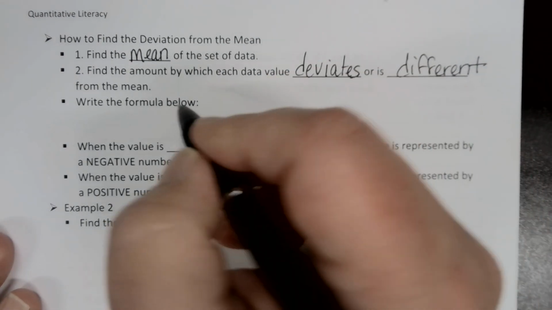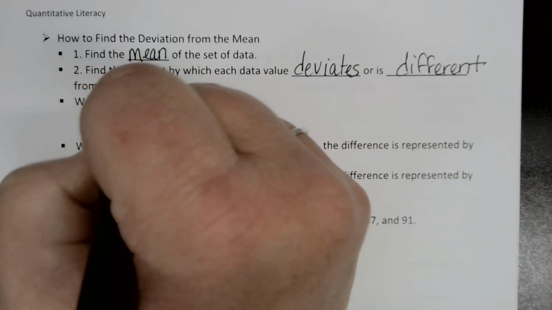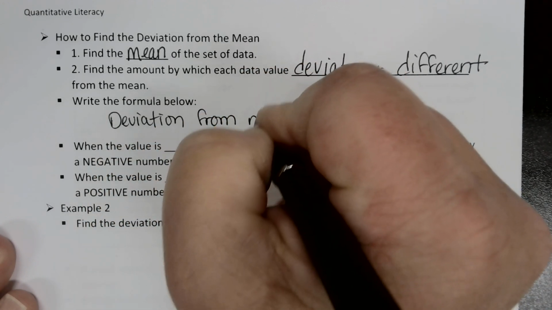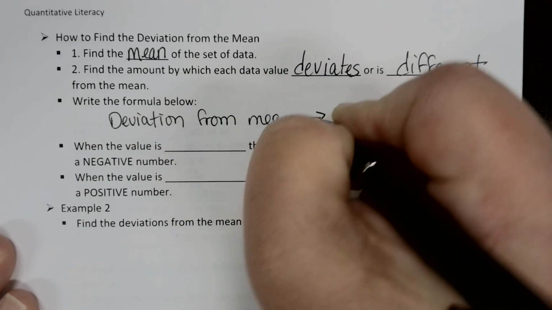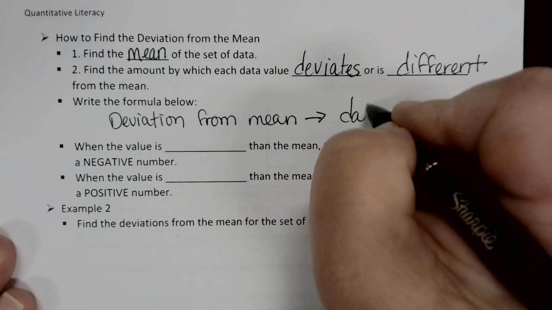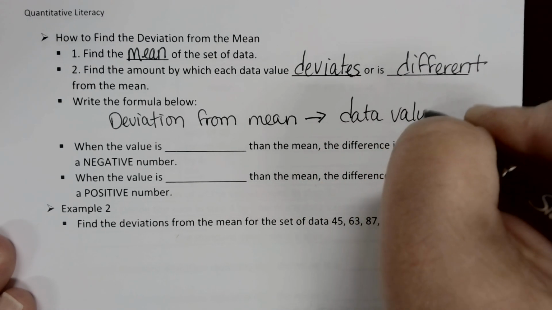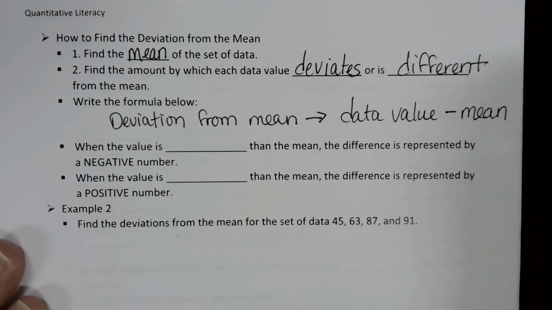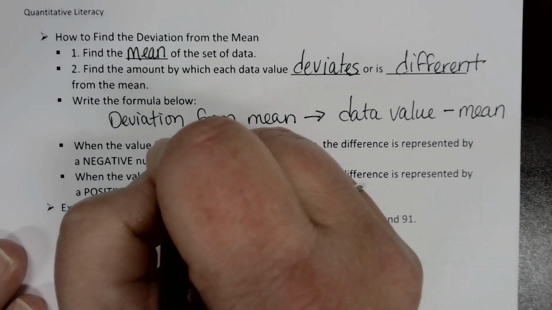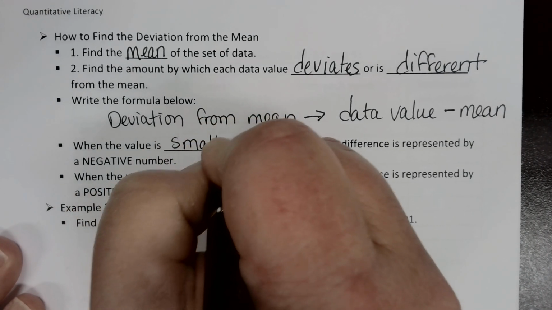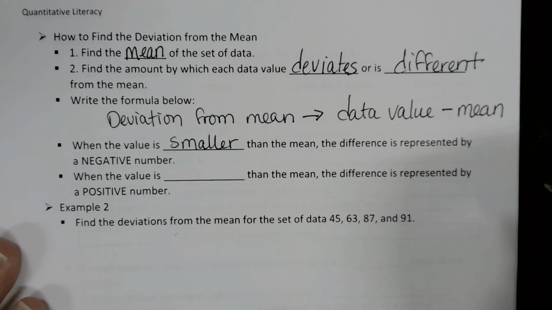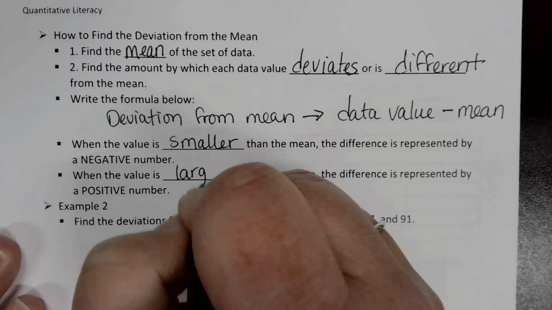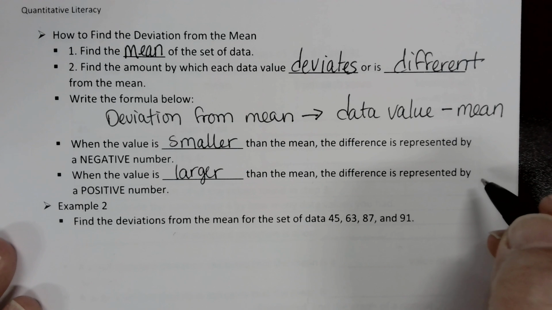So the deviation from the mean is the data value minus the mean. No big deal. So when the value is smaller than the mean, you're going to get a negative deviation. When the value is larger than the mean, you're going to get a positive number. Kind of makes sense, right?